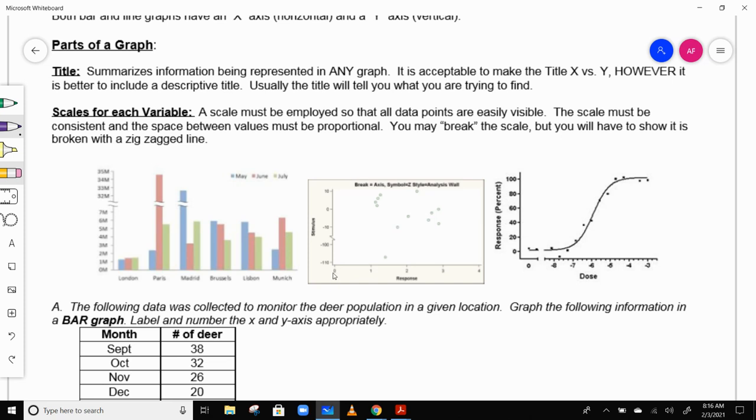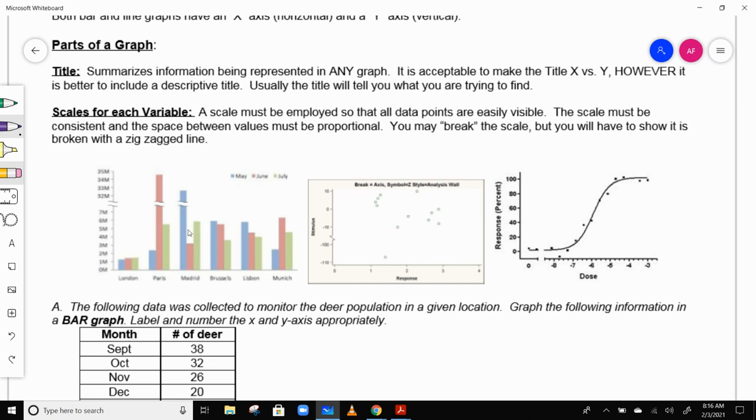You should also make sure that the scale is consistent. So meaning we go from 0 to 1, 1 to 2, 2 to 3, 3 to 4. So we're adding 1 each time. You don't want to go 0 to 1, then 1 to 3, then 3 to 7, then 7 to 8. You don't want it to be inconsistent. You want to be consistent. Okay. There is an exception to that. You can break the scale.